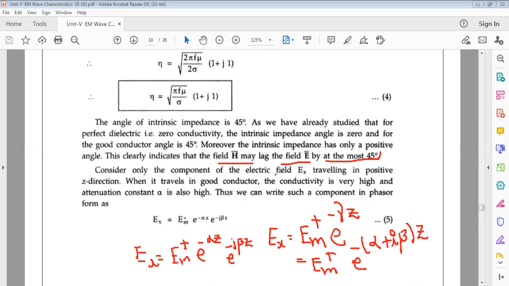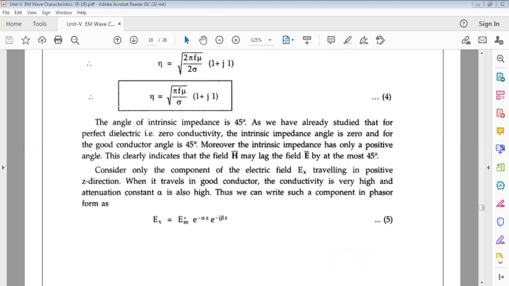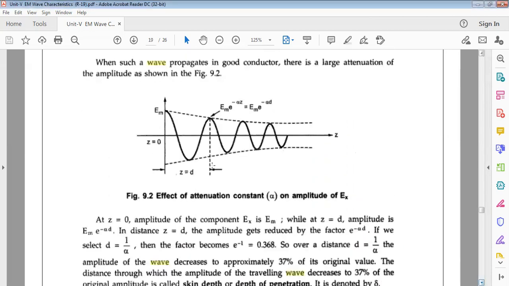Consider only the component of electric field Ex traveling in the positive z direction. When it travels in a good conductor, the conductivity is very high and the attenuation alpha is also very high. Thus, we can write the phasor form as Ex is equal to Em plus e power minus alpha into z into e power minus j beta into z. Then when such a wave propagates in a good conductor, there is a large attenuation of amplitude as shown in the figure. It decreases here as it travels.